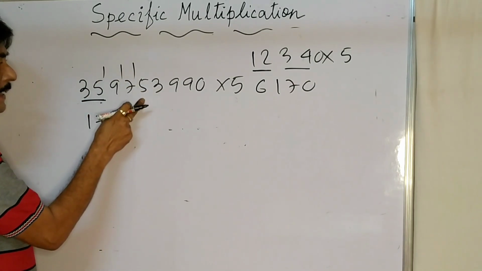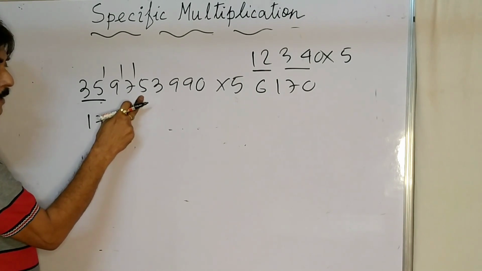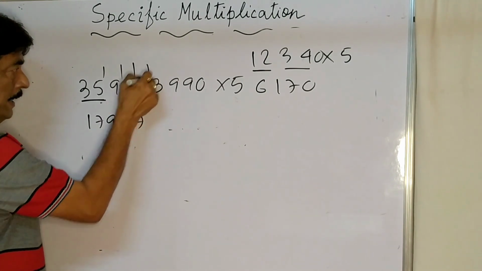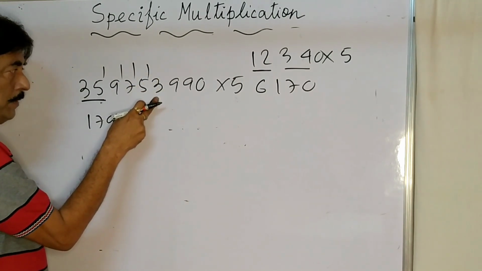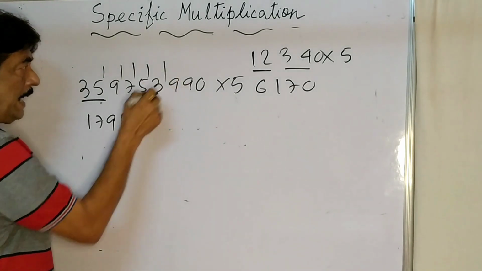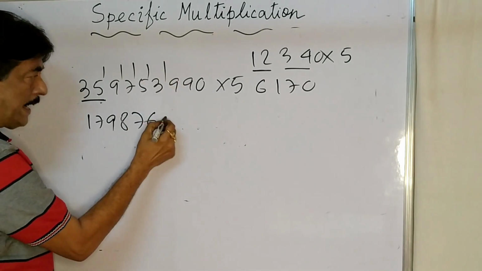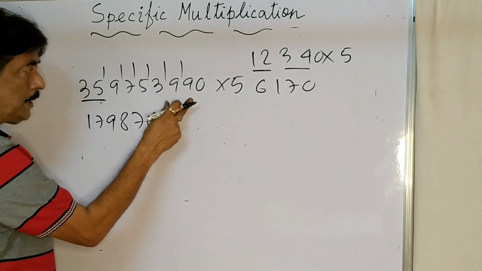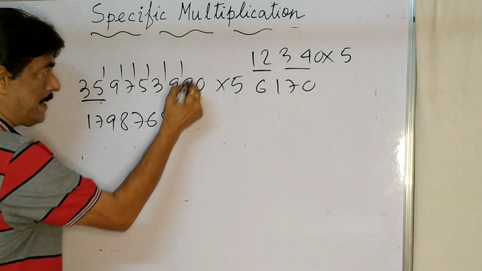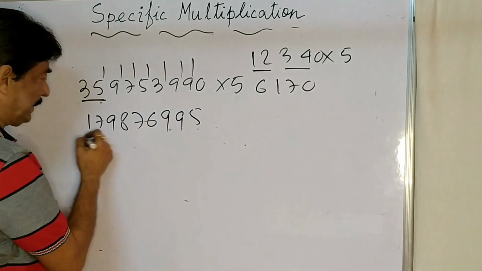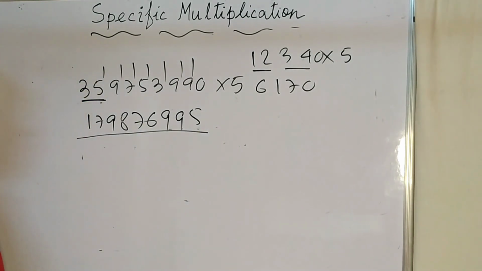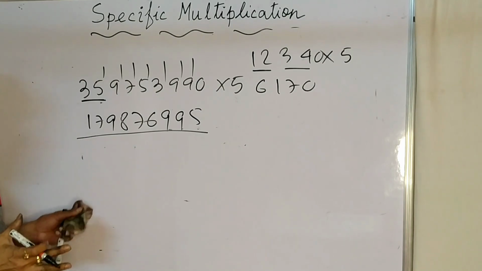Again 1, 15, again odd number. Previous even number 14, make it up 7. Again 30, so previous even number 12, make it up 6. 19, previous even number 18, make it up 9. 19, previous even number 18, make it up 9. And now 10, make it up 5. Your answer is 1798769995. So you can control the large problem by the help of the same rule.